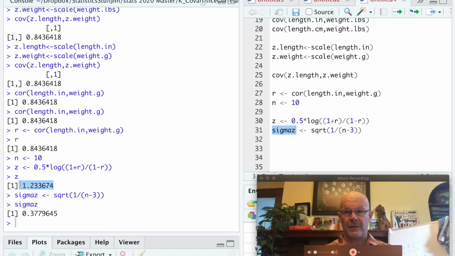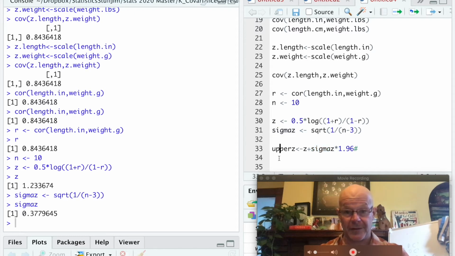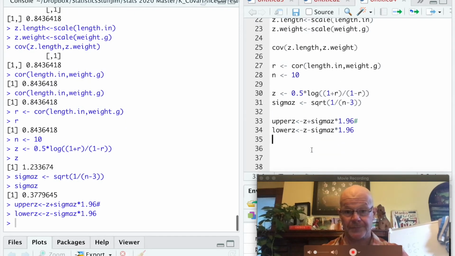And again, we are currently living in a universe where everybody talks to one another in Fisher's r to z units. And so now I can use our familiar maths for thinking about the 95% confidence interval. So the upper limit is going to be z plus our estimate of the standard deviation times 1.96. And I'm just using the back of the envelope one instead of that 1.95 whatever for an infinite number of digits. So this is a back of the envelope calculation.